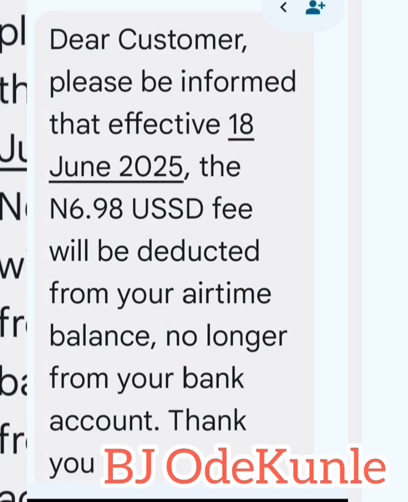I know that several of us must have gotten this notification from the bank, this SMS, notifying us of deductions of the USSD code charges, which are no longer going to be deducted from our bank account. It said, dear customers, please be informed that effective 18th June 2025, the 6 naira 98 kobo USSD fee will be deducted from your airtime balance, no longer from your bank account.